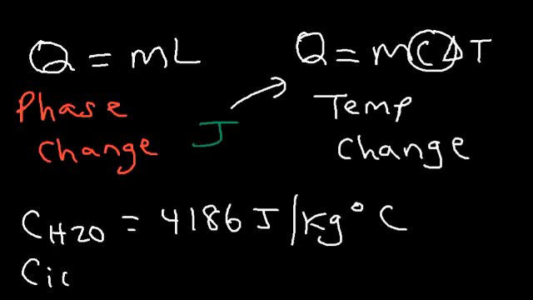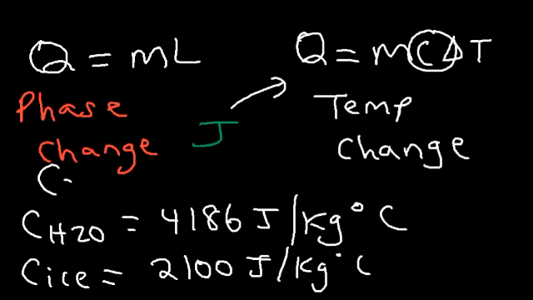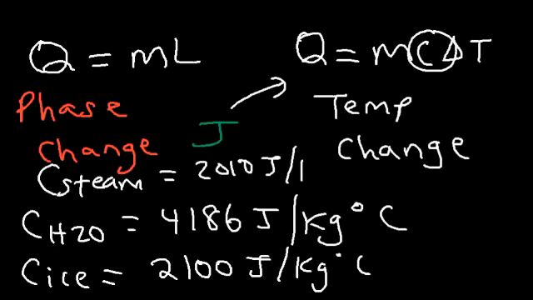Now, what about the specific heat capacity for ice? For ice, it's about half of liquid water. It's 2,100 joules per kilogram per Celsius. And for steam, it's very close to ice. It's about 2,000 joules per kilogram per Celsius.